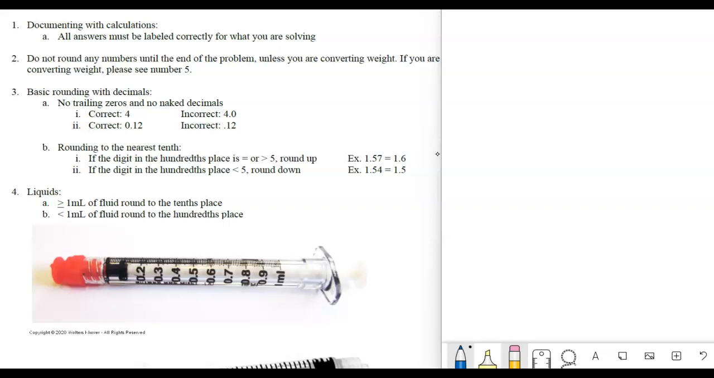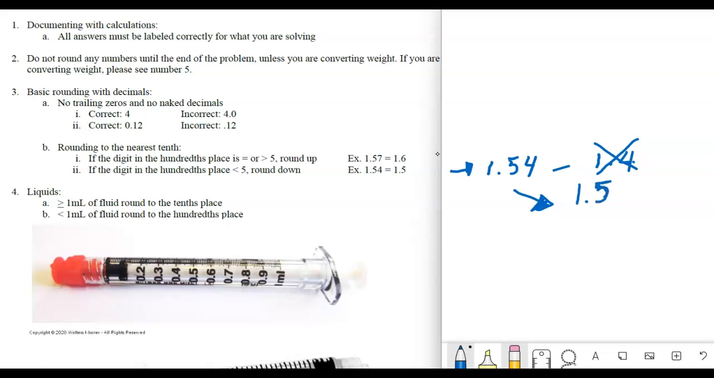A common mistake that people will make is, with 1.54, when we ask them to round to the nearest tenth and say round down, they do this. No, that's not what we mean. Rounding down means just going down to here.